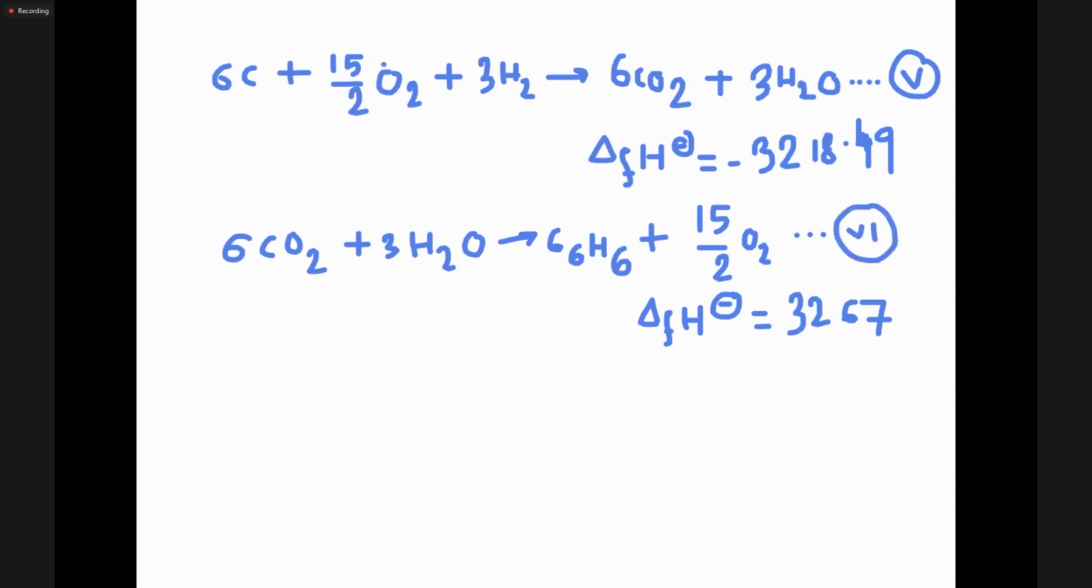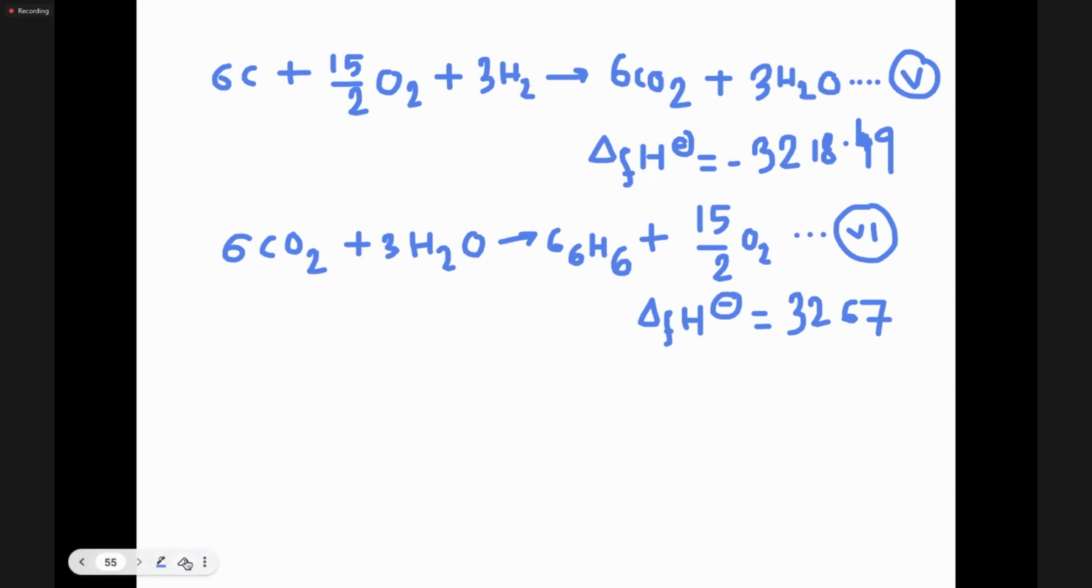So now you see over here we have a very good set of equations, because we have 15 by 2 O2 on the left hand side and 15 by 2 O2 on the right hand side. We have 6 CO2 on the left hand side, and also 6 CO2 on the right hand side, and 3H2O on the opposite sides. So what do we have to do to solve these kinds of equations? In solving such equations, we have to rearrange them just by reversing them or adding them, so that we have cancelled out terms.